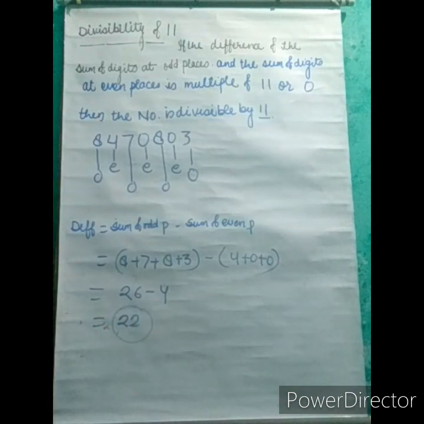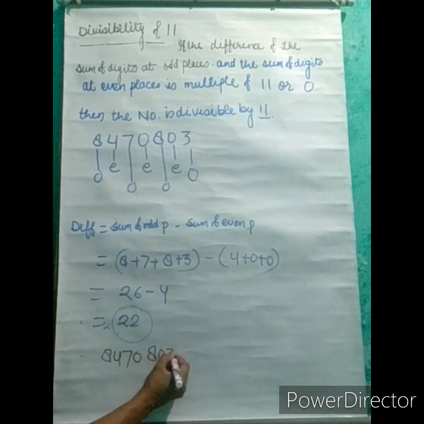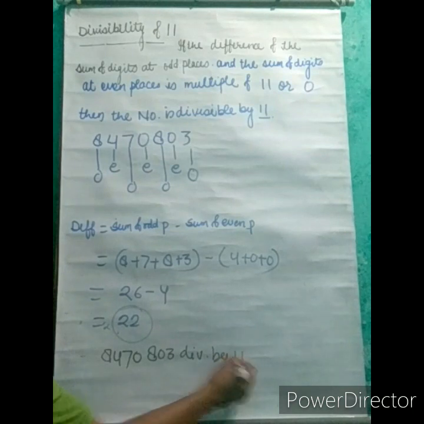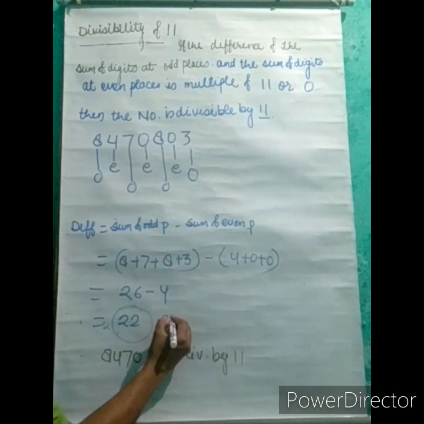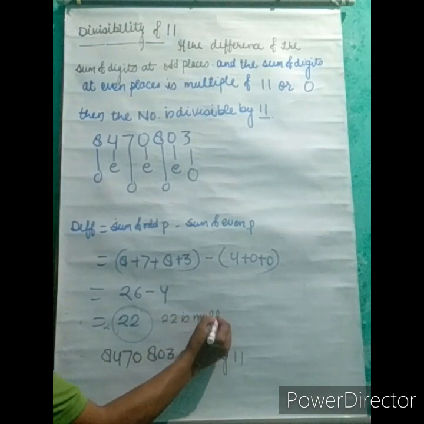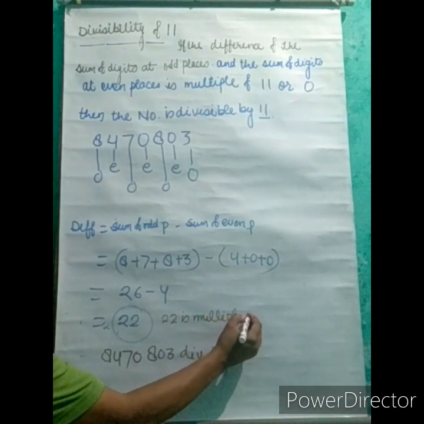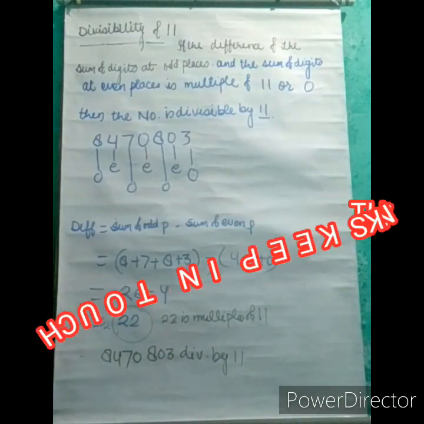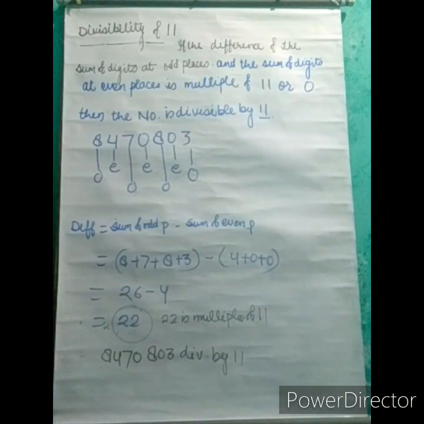And 22 is a multiple of 11. So 8470803 is divisible by 11. 22 is a multiple of 11. So by that you can do the divisibility of all the numbers.